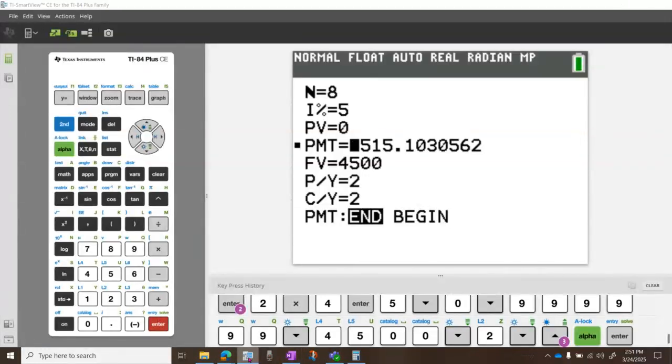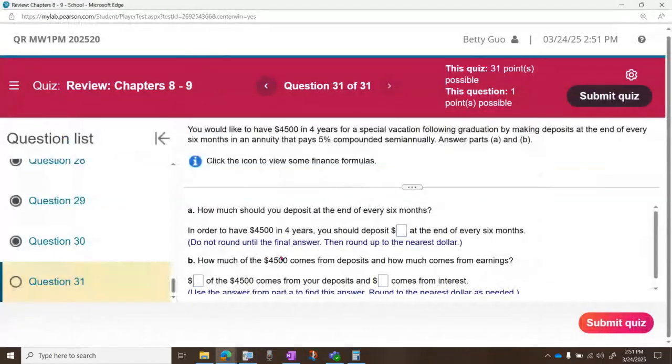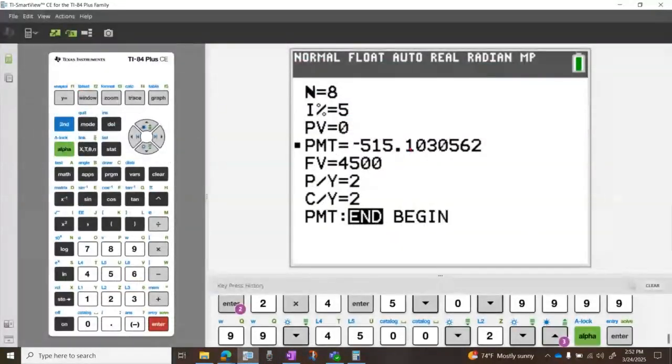See how we run it. Do not round until the final answer. Then round up to the nearest dollar. Round up to the nearest dollar. Even if there's a 1 dime, we round it up. So the answer is $516.